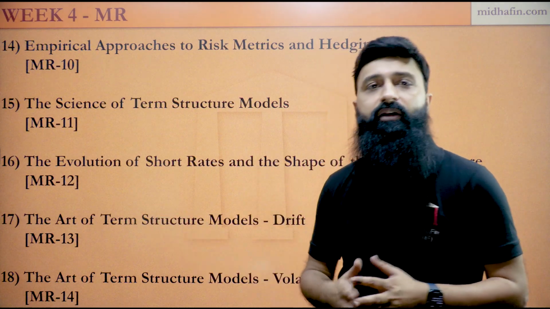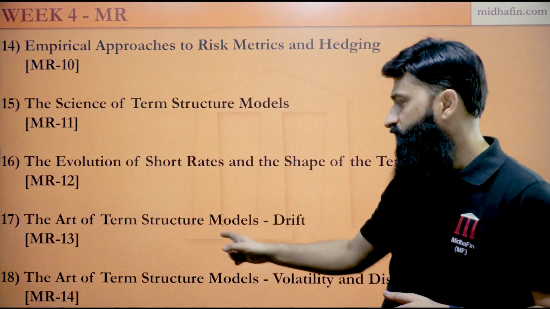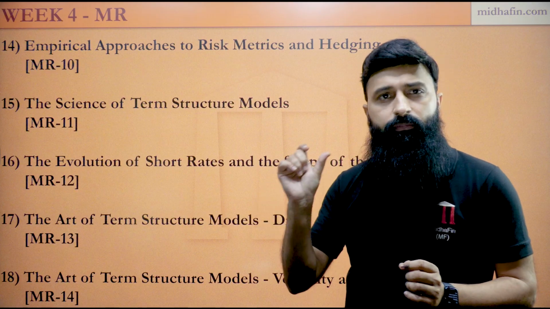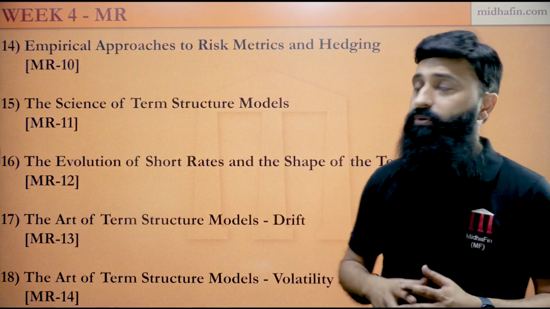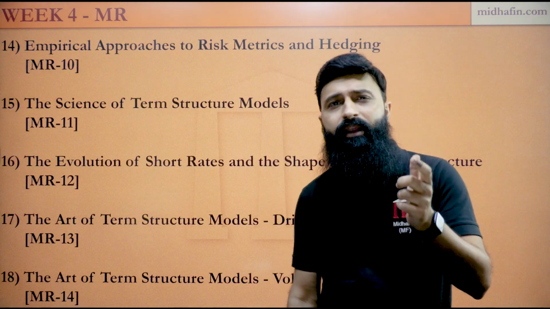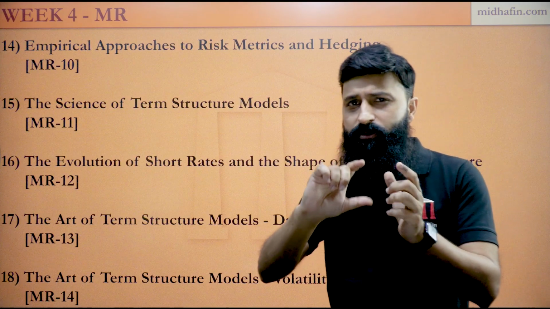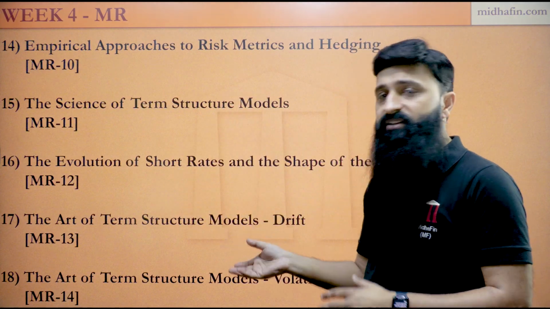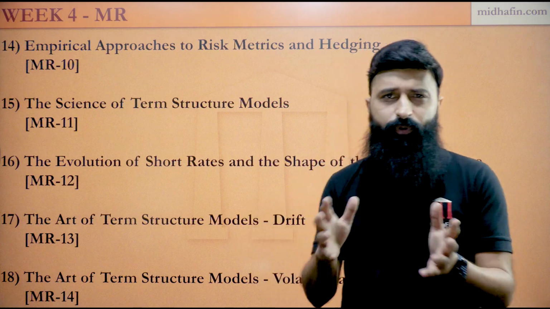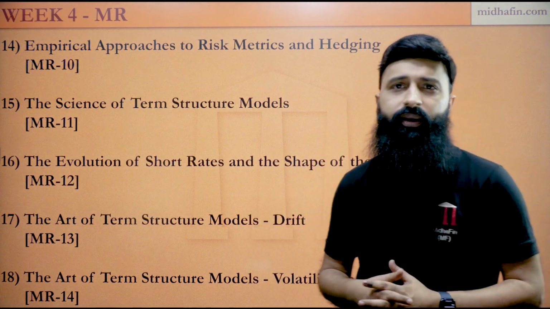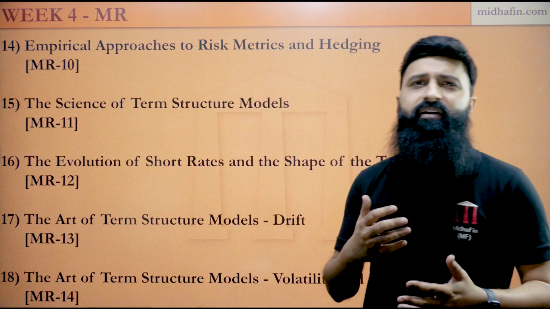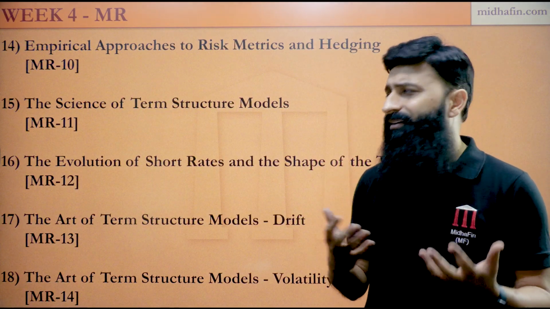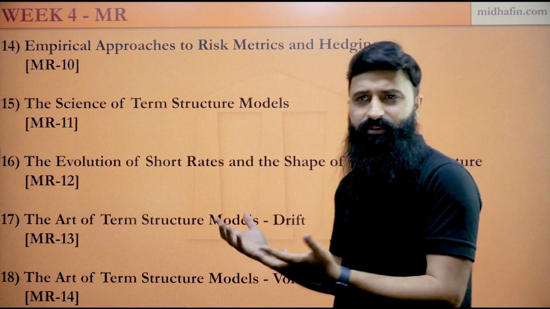Let's come to MR13, the art of term structure models, drift. Now it focuses on modeling short-term interest rates with drift, which will include some models like Ho-Lee model, Vasicek model. A different version of Vasicek was introduced if you remember in part 1. But over here it's a different model. We will see the possibility of negative rates also. Okay. So there will be drift, mean reversion. These concepts are actually very important to understand modeling interest rate movements properly.